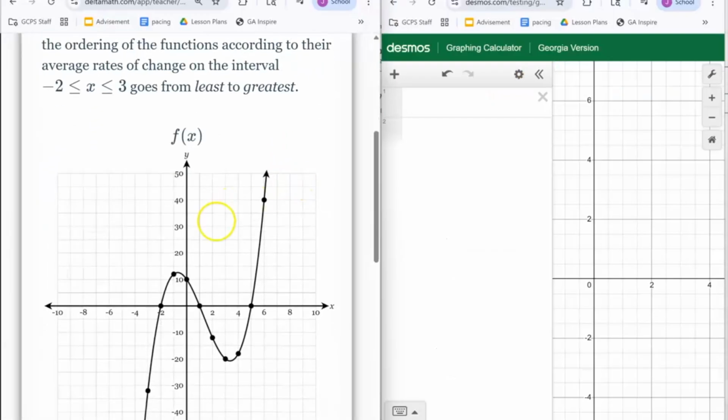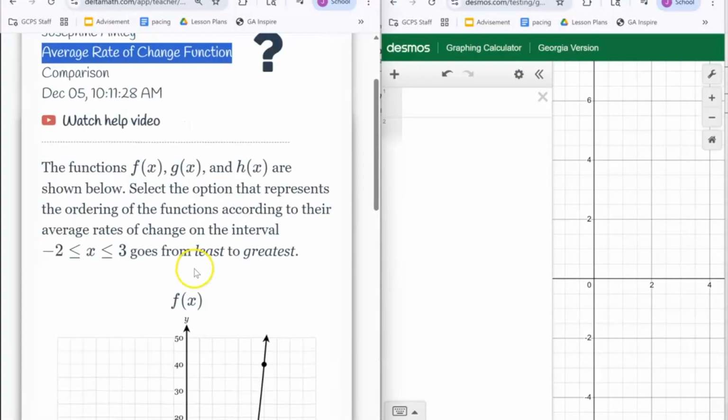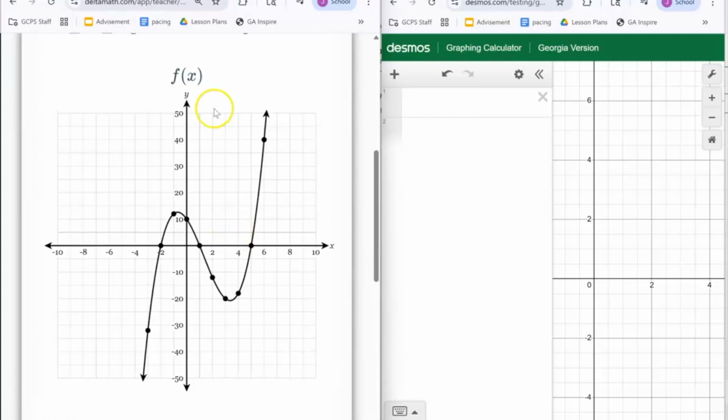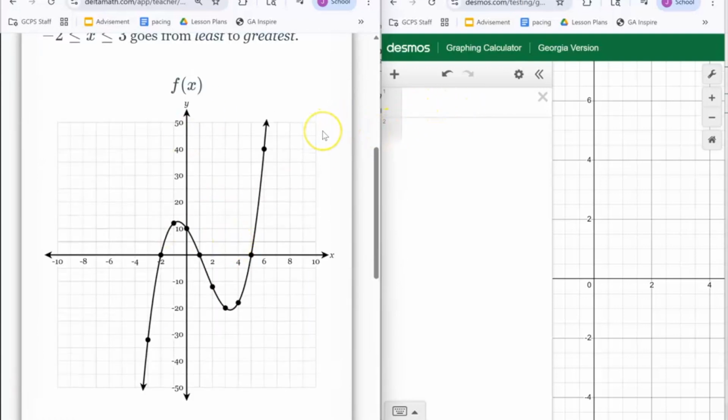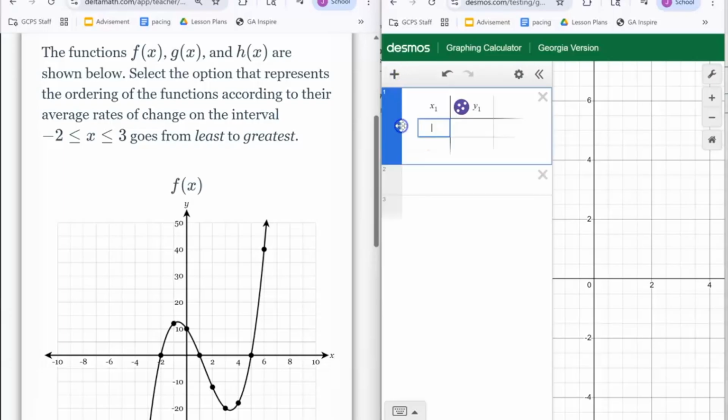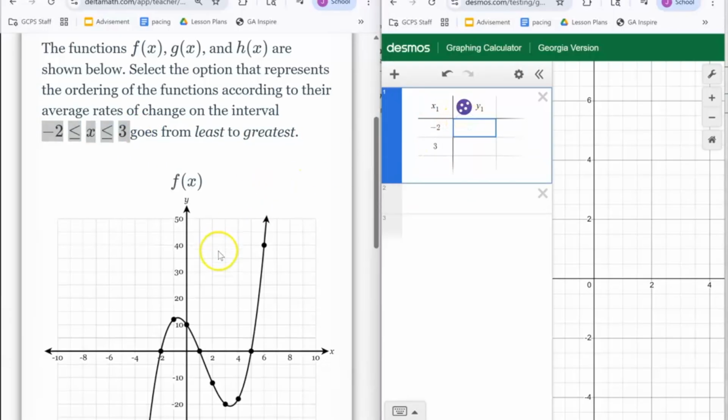So I'm going to do it from all representations. So there is a graph, a table, and an equation. So we'll start off with a graph. Again, I need average rate of change, the slope for 2 points. I'm going to make a table. I'm going to get 2 points. They always give me my x values. So my x values are from -2 to 3. So -2 and 3. And I just need to find my y value.